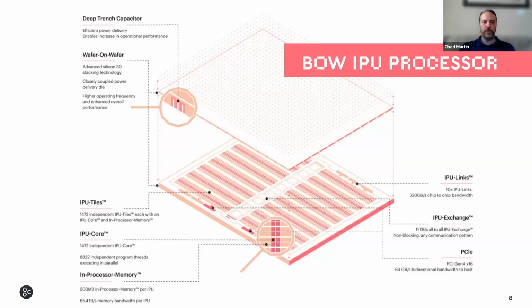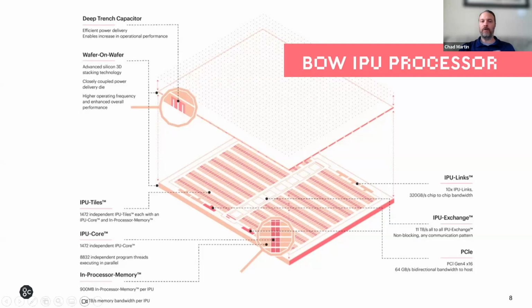So as you can see, I mentioned some of these numbers before. There's the 1,472 independent tiles. Each of those has their own memory. So we'll list that there's about 900 megabytes of in-processor memory, meaning SRAM, which you can see down at the bottom here. But it's not like this big pool of 900 megabytes. Each of those cores has its own equal chunk that it uses. Likewise, the memory bandwidth is what you get when you add up each of the cores and its individual bandwidth to memory. But it's very efficient.